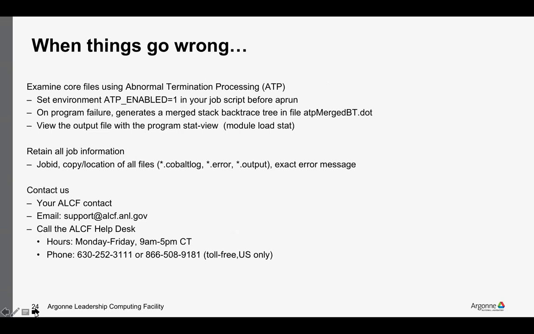Finally, if you do have problems and failures running jobs, we encourage you to examine core files using Cray's Abnormal Termination Processing tool, or ATP, which you can set up with the environment variable ATP_ENABLED=1 in your job script before the aprun command. On failure, a file will be generated with that name that you can view with the stat view command. Please load the module with module load stat to access that tool.